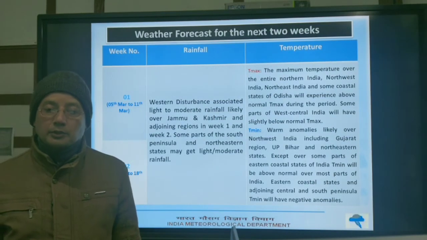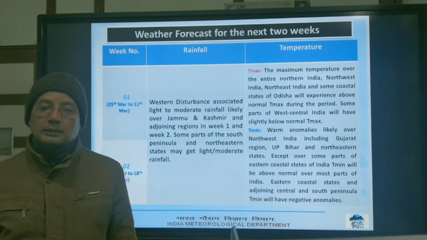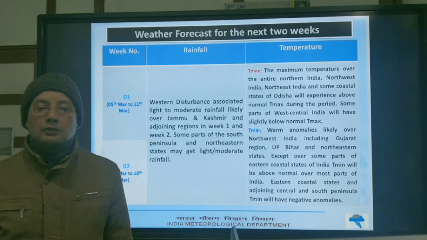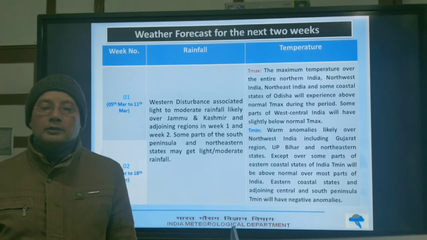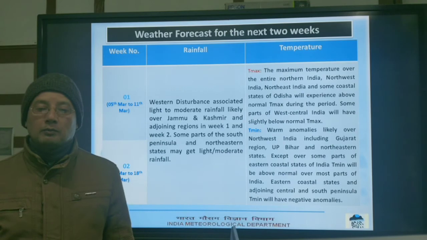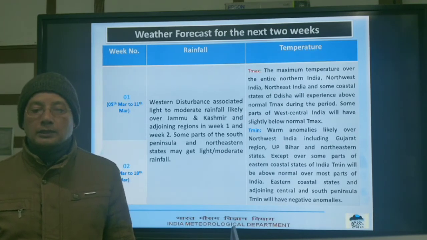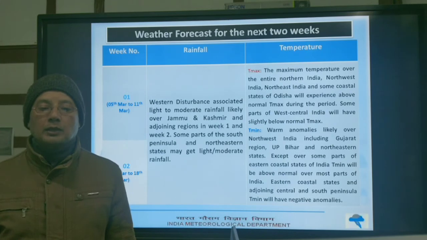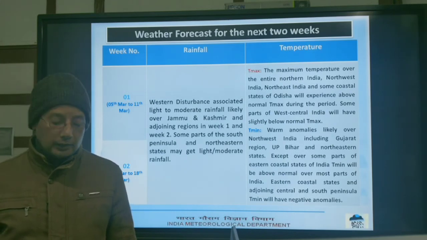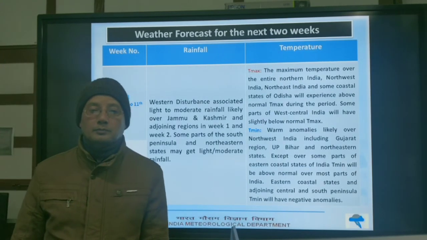Then the minimum temperature part. Warm anomalies likely over northwest India, including Gujarat region, UP, Bihar and northeastern states. Except over some parts of eastern coastal states of India, minimum temperature will be above normal over most parts of India. Eastern coastal states and adjoining central and south peninsula, minimum temperature will have negative anomalies.